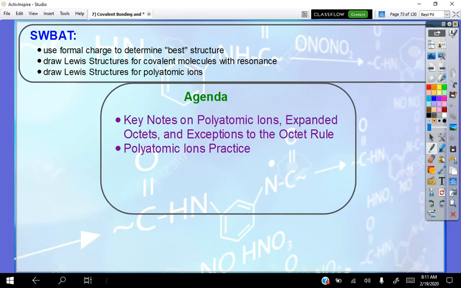Hello, class. Today we are going to discuss some key ideas behind polyatomic ions, expanded octets, and then some exceptions to the octet rule that we have yet to see. And this will lead into a discussion of how to draw polyatomic ions. We're going to use some formal charge concepts and apply them to our polyatomic ions, and then look at how that makes these things bond in a more stable way.